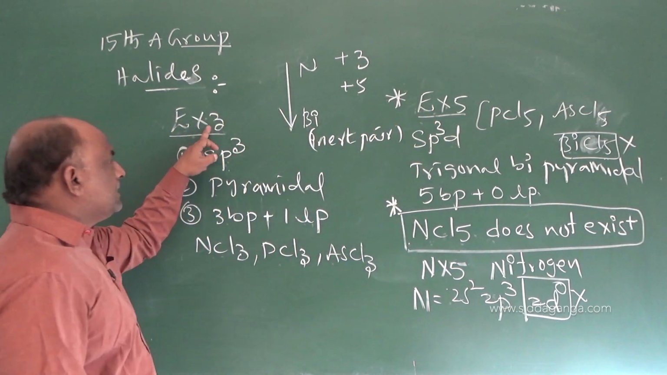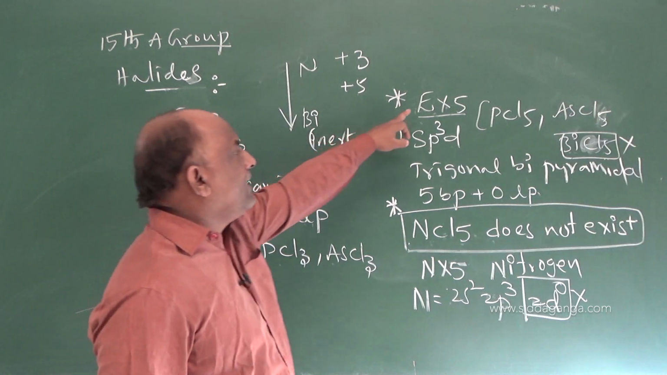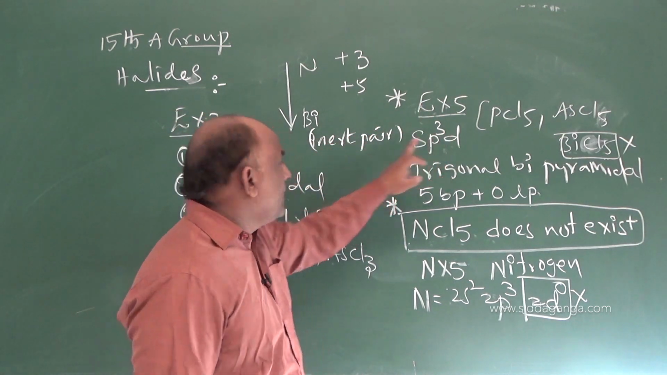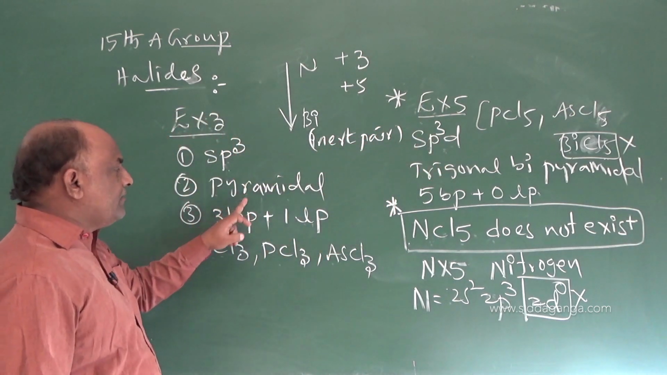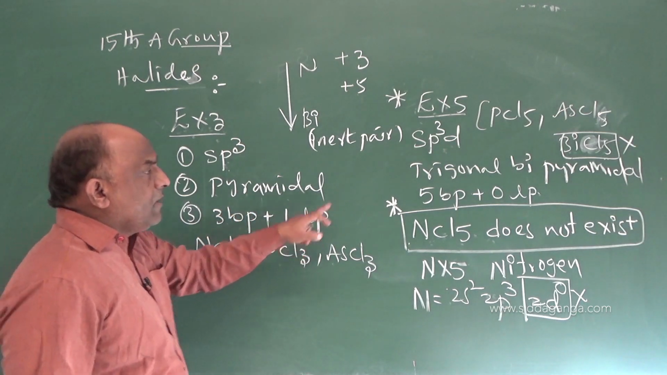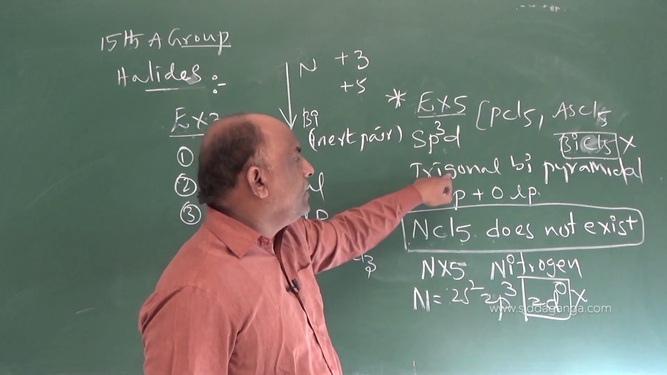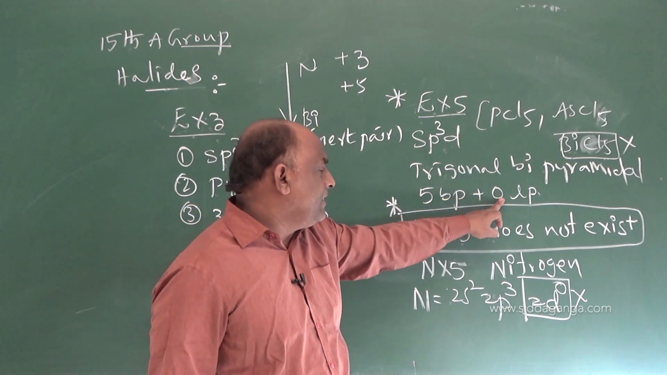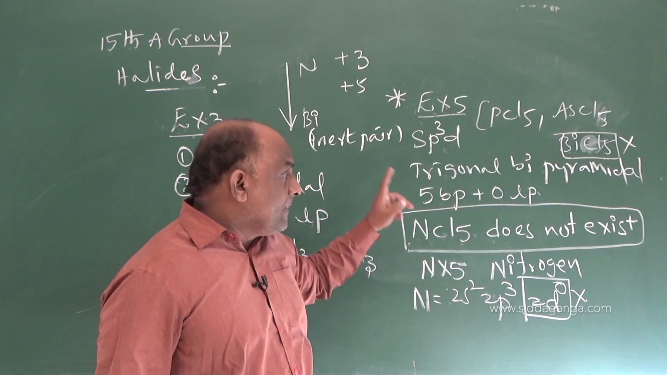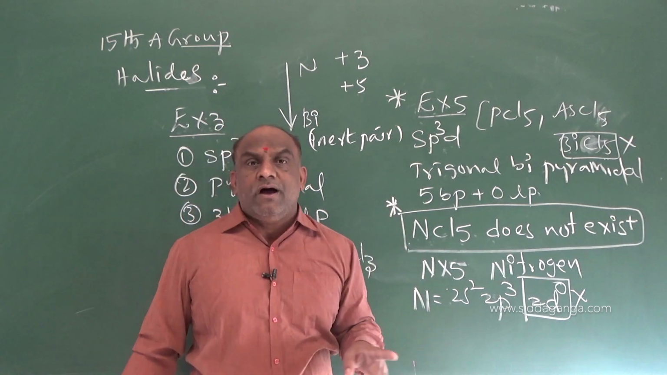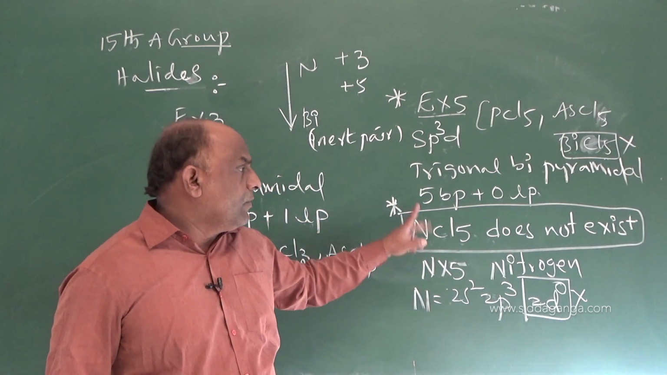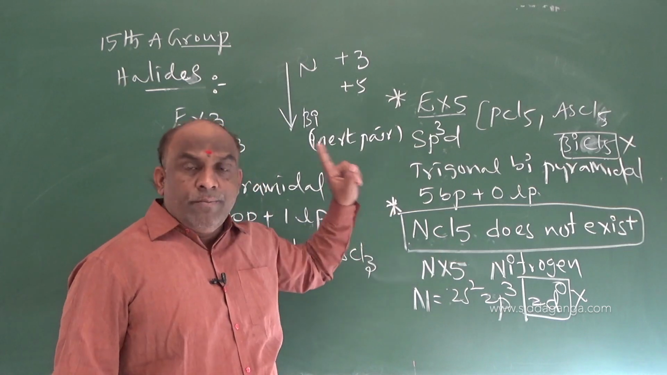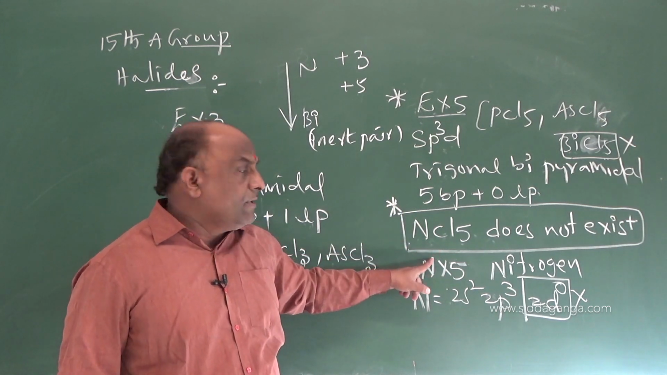All trihalides are sp3 hybridized. All pentahalides are sp3d hybridized. All trihalides are pyramidal in shape with 3 bond pairs plus 1 lone pair. All pentahalides are trigonal bipyramidal in shape with 5 bond pairs plus 0 lone pair. The exception is that nitrogen does not form pentahalides. This is an important board examination question. Make a note, revise this question.